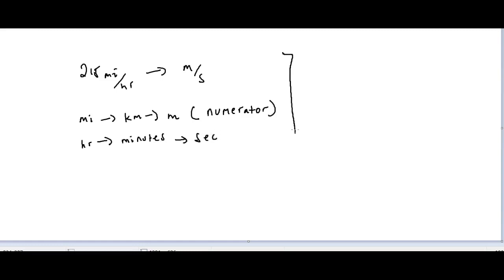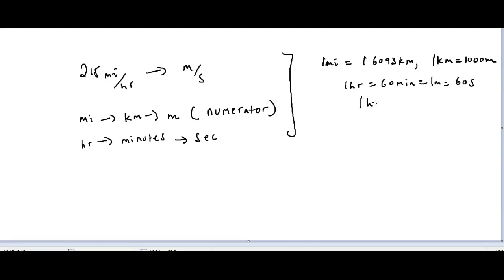Okay, but the conversions will be given to you, like 1 mile in the US system equals 1.6093 kilometer. Also 1 kilometer equals 1000 meter, and also 1 hour is 60 minutes, and 1 minute is 60 seconds. So 1 hour obviously would be 3,600 seconds. You multiply 60 by 60. That's how you came up with this number.